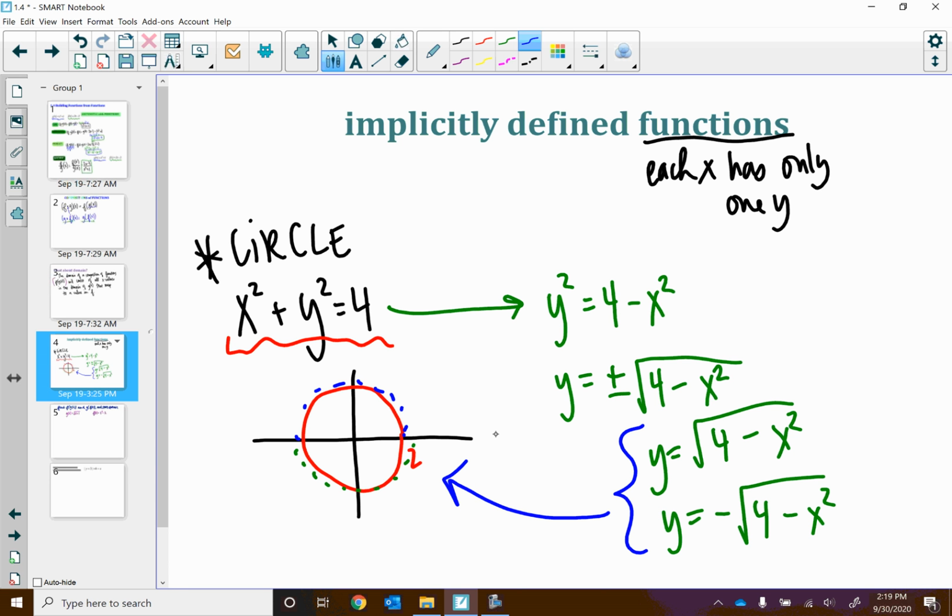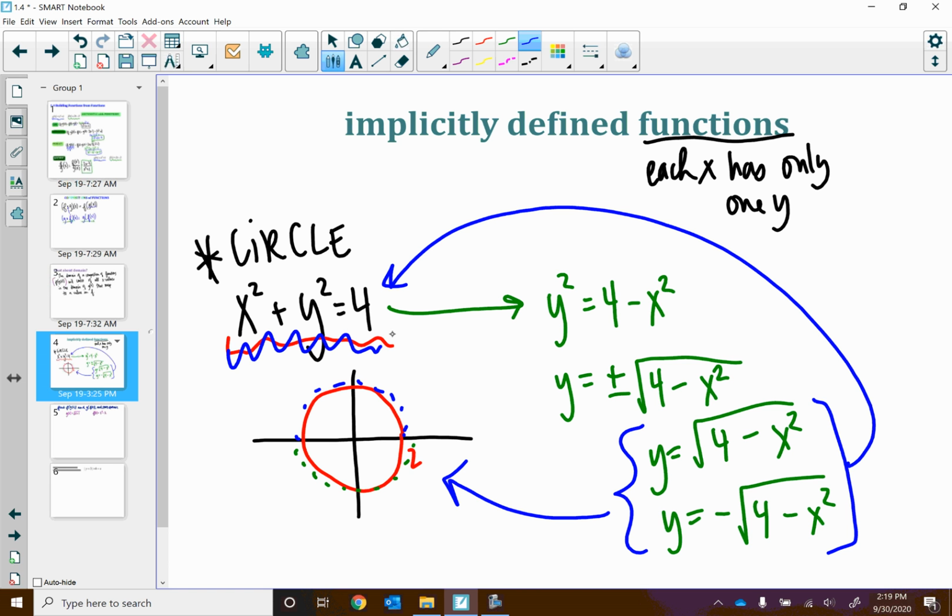Specifically, these two functions right here are implicitly defined by this equation up here. So we will look at another example in class, but an implicitly defined function is a function that basically we can't really look at on its own because it's not a function. So we have to break it up into two pieces.